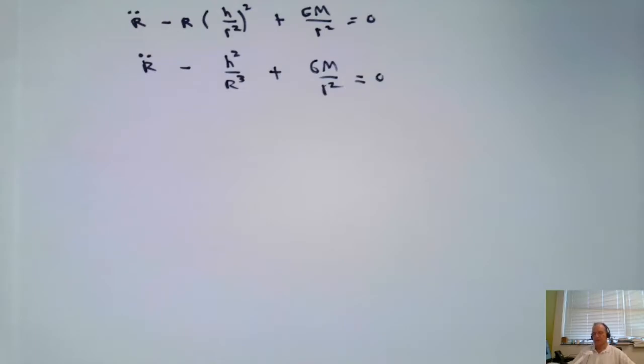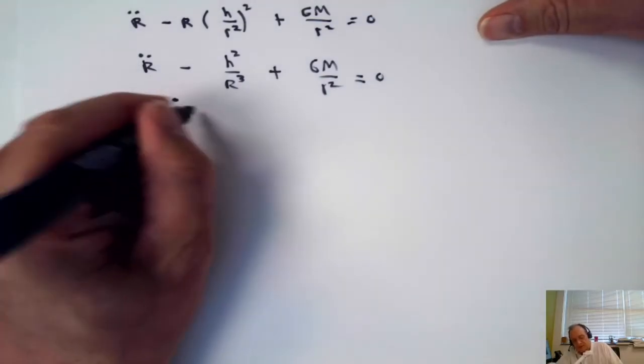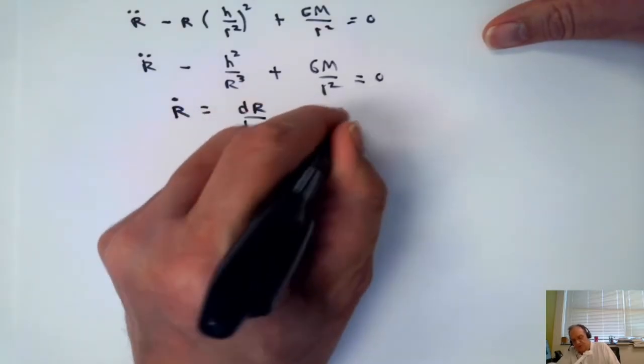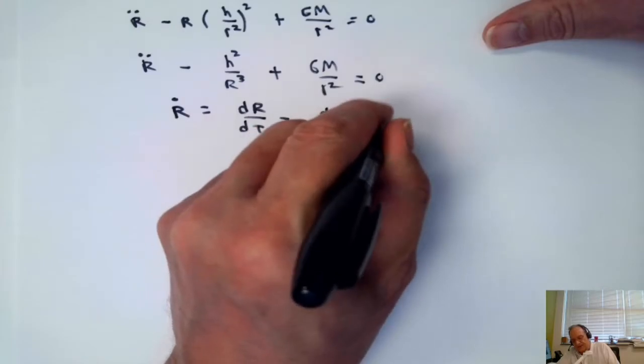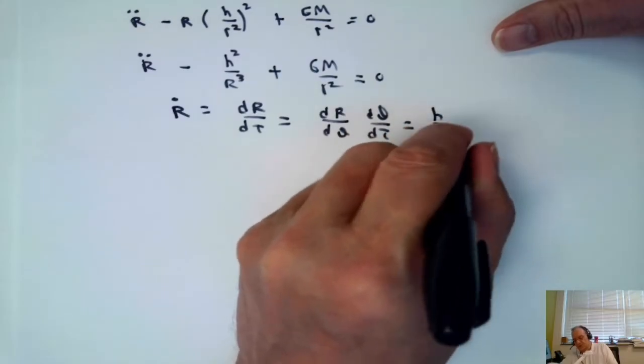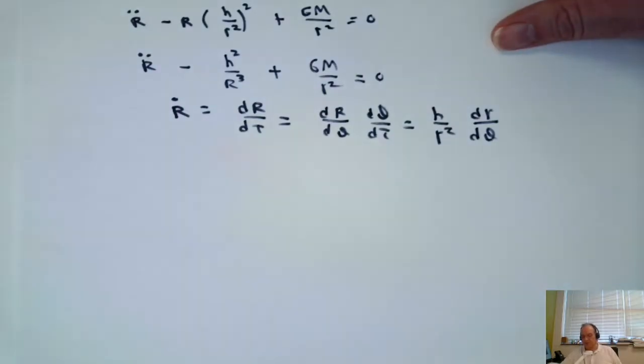We're going to modify this in two different ways. Firstly, I'm going to replace all derivatives with respect to t with derivatives with respect to theta instead, and then after that we will change the dependent variable as well. So firstly, r dot, which is dr dt, because of the chain rule, this is dr d theta times d theta dt. D theta dt, though, is h over r squared. So r dot is h over r squared times derivative of r with respect to theta.